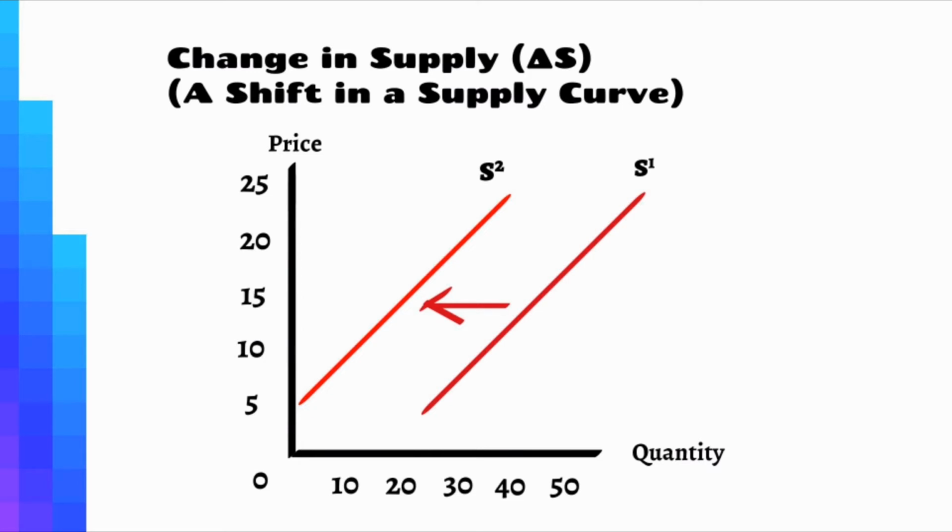A decrease in supply can be thought of either as a shift to the left of the supply curve or as an upward shift of the supply curve. An increase in supply can be thought of either as a shift to the right of the supply curve or as a downward shift of the supply curve.